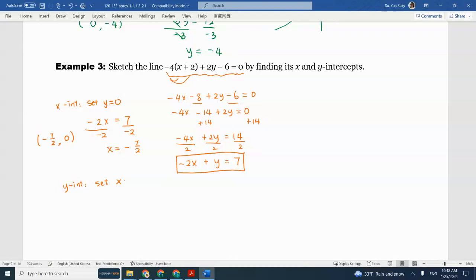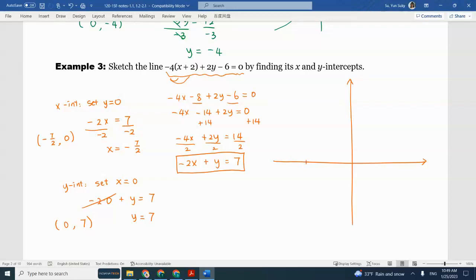Y-intercept, we set the x equal to 0. Negative 2 times 0 plus y is 7. Negative 2 times 0 is 0, so we get y equals 7. The y-intercept is a point. X-coordinate is 0, y-coordinate is 7. Yay! So we can draw the line, right?